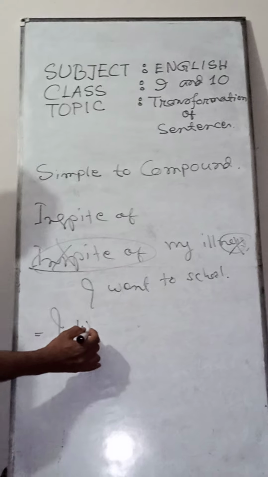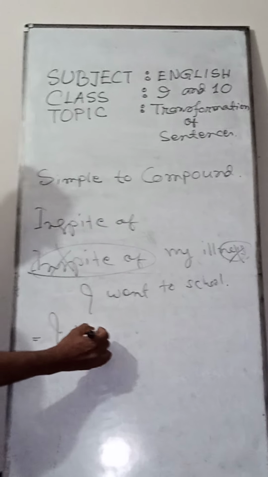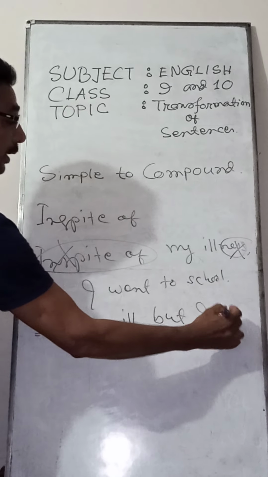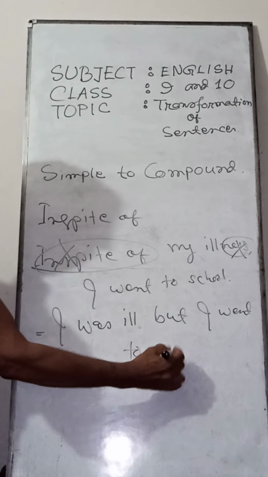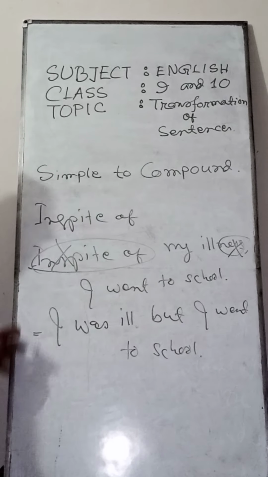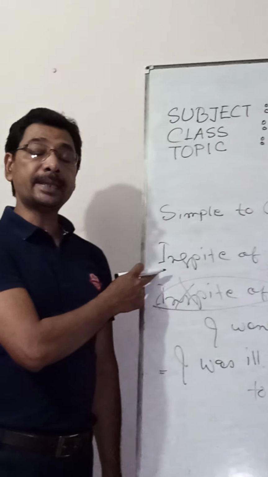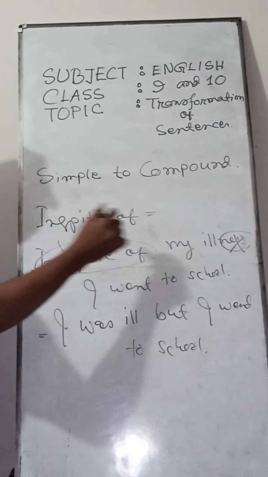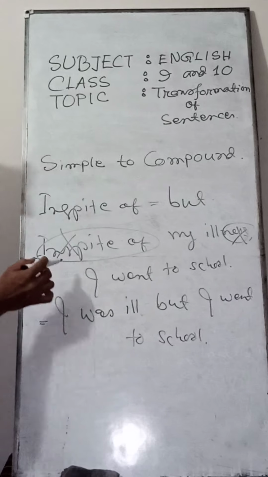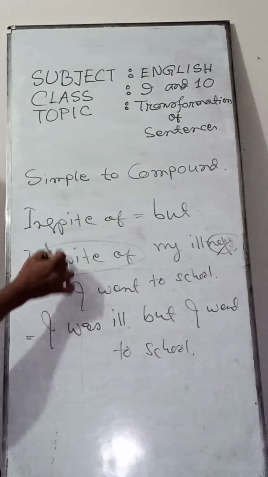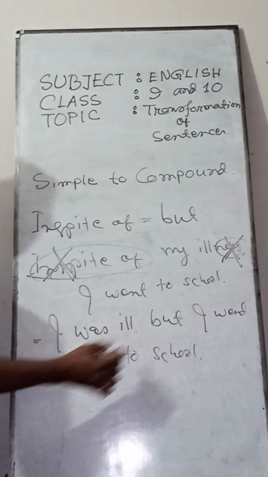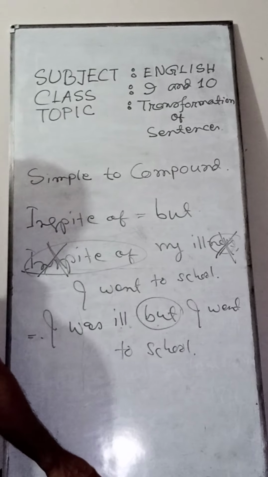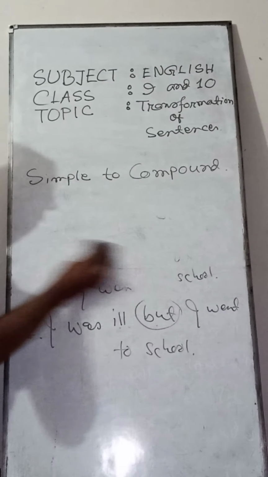I was ill, but I went to school. If you find an assertive and simple sentence including "in spite of," you have to transform this simple sentence to compound adding "but." For example, in spite of my illness I went to school. You have to withdraw "in spite of," you have to withdraw "ness." I was ill but I went to school. Now I'm going to discuss the rule "both...and."